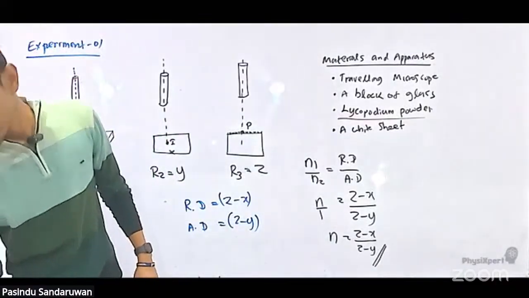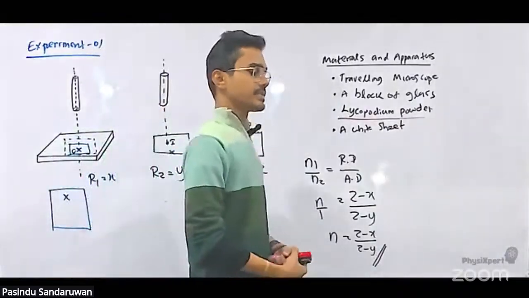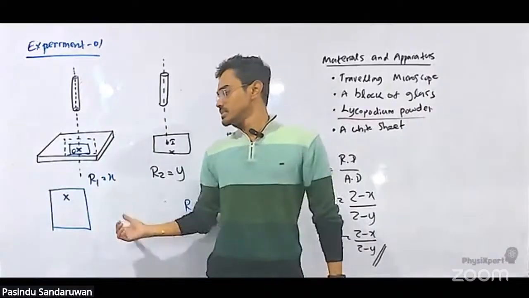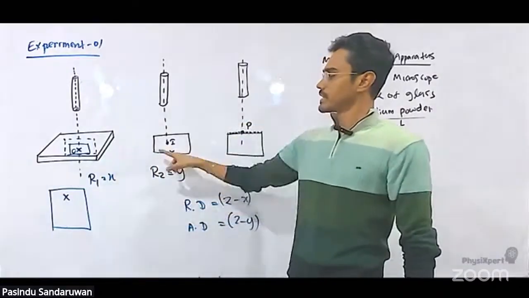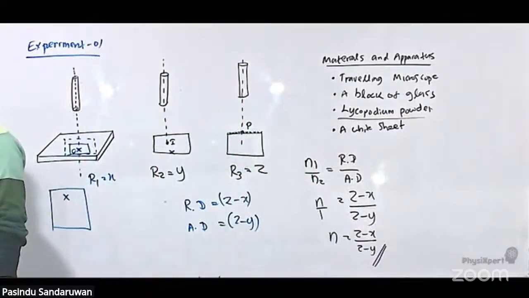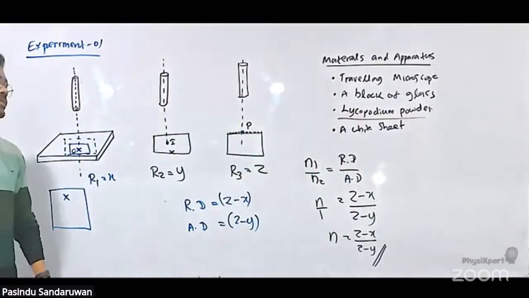Take the respective reading. Within brackets, R2 equals Y. Next point.